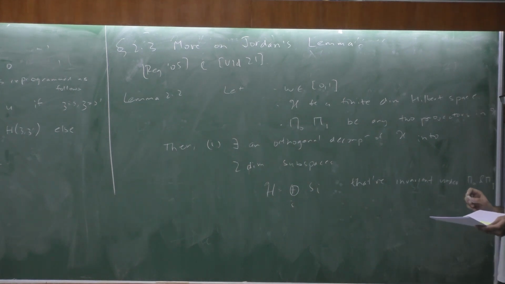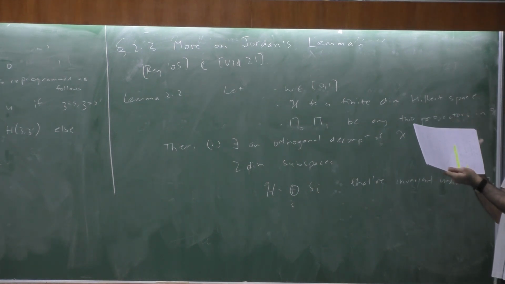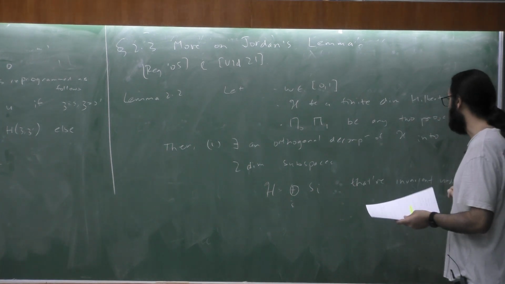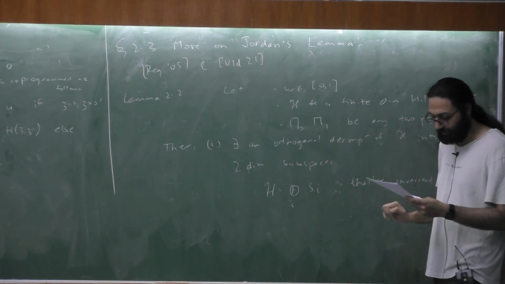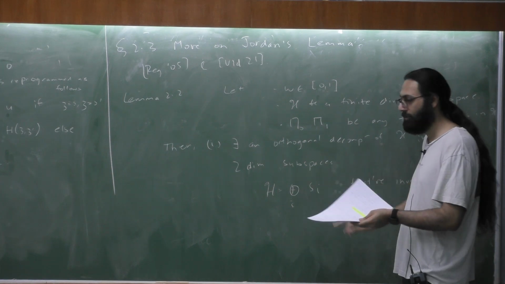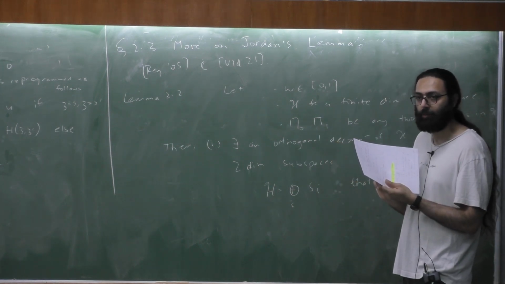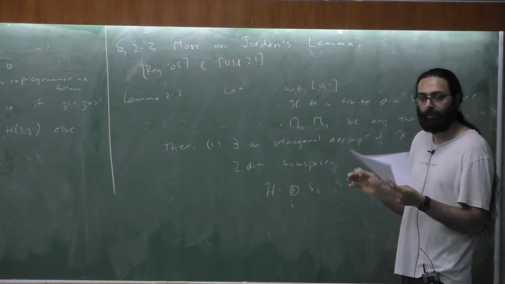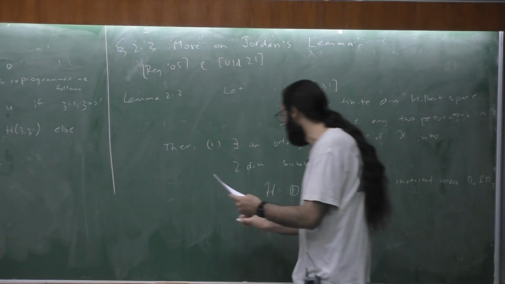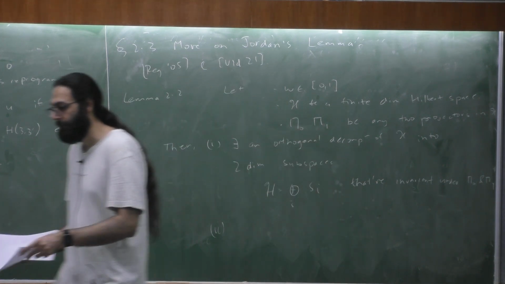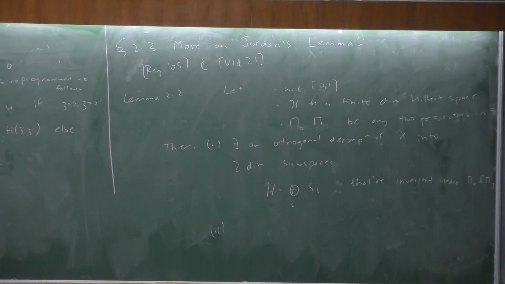So the first statement is that you can split your Hilbert space into these direct sums, such that when you act on them with pi 0, pi 1, the subspaces don't talk to each other. All the vectors in the subspaces remain in their respective subspaces. Yeah? Okay, so that's one. The second says the following.